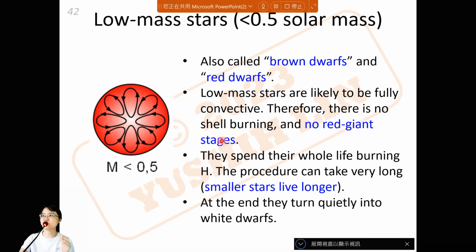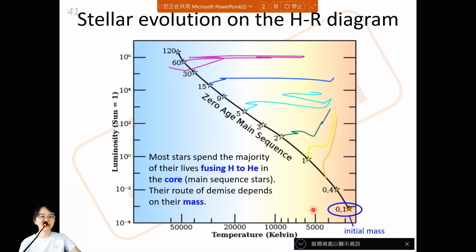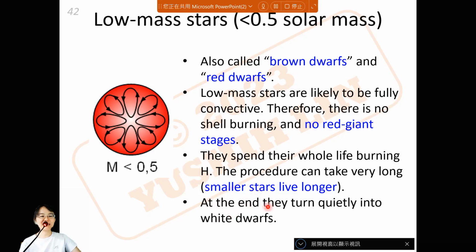Later on, we will explain the giant. Why do we see giants? Because there is so-called shell burning. But in small stars, we don't see this. So they spend their whole life burning hydrogen. The process can take very long. In fact, smaller stars live longer than large stars. At the end, they will turn quietly into white dwarfs. Whenever I read this, I feel it's a bit philosophical. It's a bit like a human, right?